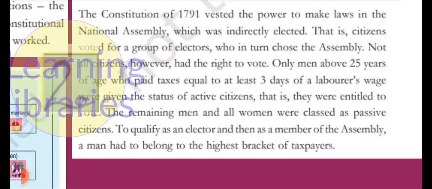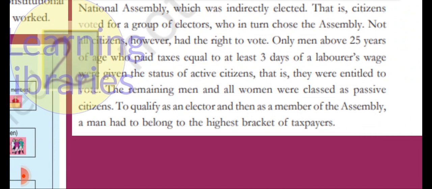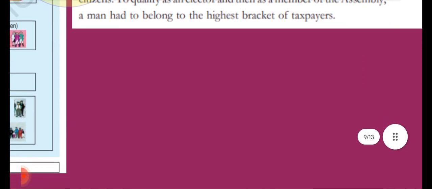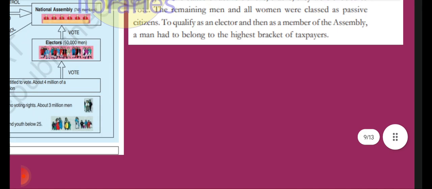The Constitution of 1791 vested the power to make laws in the National Assembly, which was indirectly elected. That is, citizens voted for a group of electors who in turn chose the assembly. Not all citizens, however, had the right to vote. Only men above 25 years of age who paid taxes equal to at least 3 days of a laborer's wage were given the status of active citizens. That is, they were entitled to vote. The remaining men and all women were classed as passive citizens. To qualify as an elector and then as a member of the assembly, a man had to belong to the highest bracket of taxpayers.